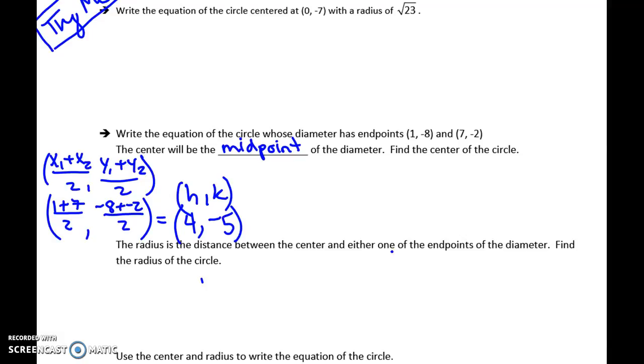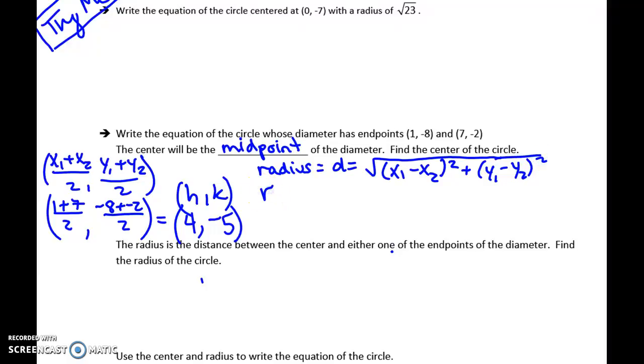Now my radius, we can do two ways. I can either find the distance between these two points and then halve it to get the radius, because that's a diameter, or I can pick my center point and find the distance between my center point and one of my endpoints, which is what I think I'm going to do. To get my radius, I'm going to use the distance formula, which is the square root of, if you guys remember, the difference in x's squared plus the difference of y's squared.